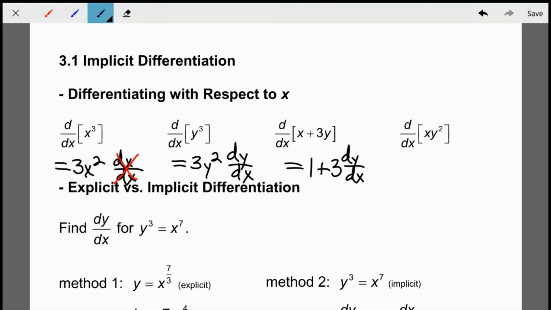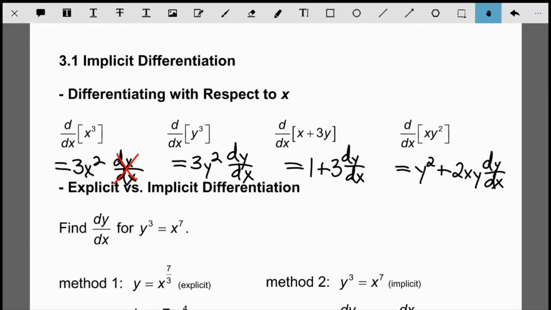On this last one, I'm going to use the product rule. So the derivative of x would be 1, so 1 times y squared, plus x times the derivative of y squared, which would be 2y times dy/dx. So I'm going to get 2xy dy/dx.